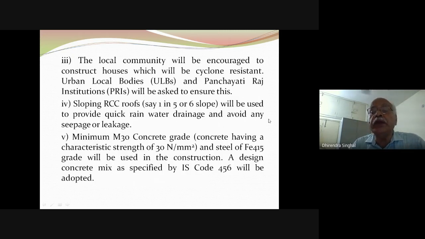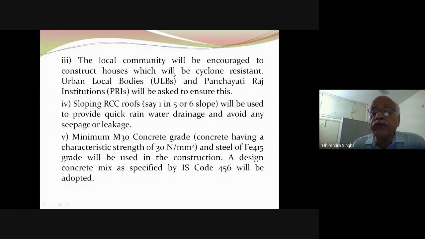The local community will be encouraged to construct houses which will be cyclone resistant. Urban local bodies and Panchayati Raj institutions will be asked to ensure this. And for this, I can give an example. The National Building Code says that all buildings in seismic zone 4 and seismic zone 5 should be earthquake resistant. In the same way, if you are in a highly vulnerable area, for example, I have shown the map of India, Odisha, Andhra Pradesh, Gujarat, there all our buildings should be cyclone resistant.